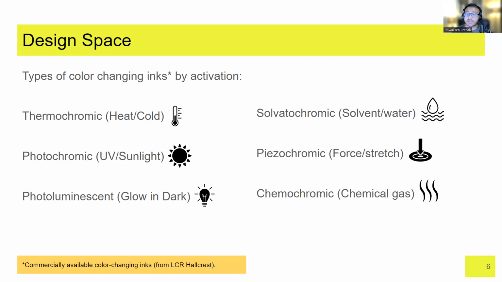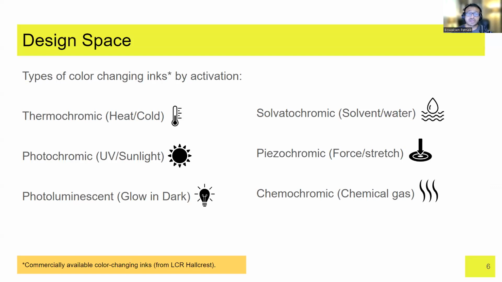There are various types of color-changing inks that are commercially available today that change their appearance based on external stimuli. Thermochromic inks respond to temperature. Photochromic ink responds to UV or sunlight. Photoluminescent ink glows in the dark. Solvatochromic ink responds to a solvent. Piezochromic ink responds to a force, stretch, or an impact. Chemochromic inks respond to certain chemicals in a gas.